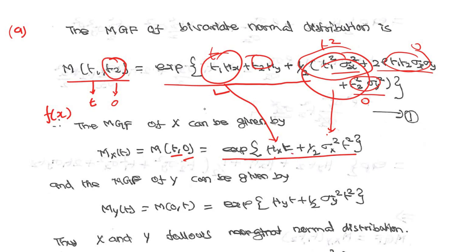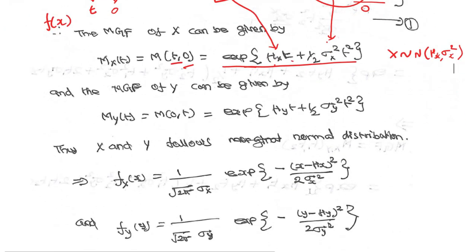If the moment generating function looks like that, it means x follows the normal distribution with mean mu x and variance sigma x whole square. If so, you know what the marginal distribution is, because one variable was already studied. The marginal distribution is f x of x equal to 1 divided by square root of 2 pi into sigma x, exponential of minus x minus mu x whole square divided by 2 sigma x square.